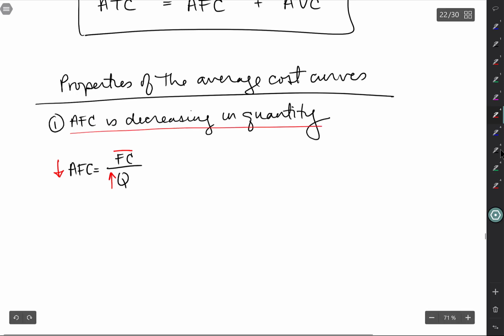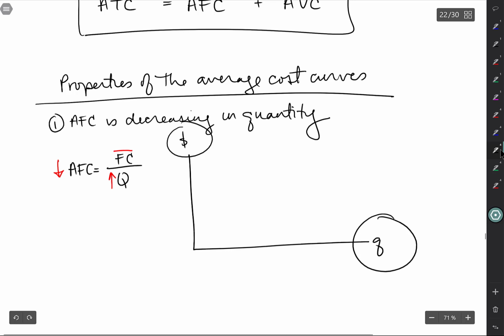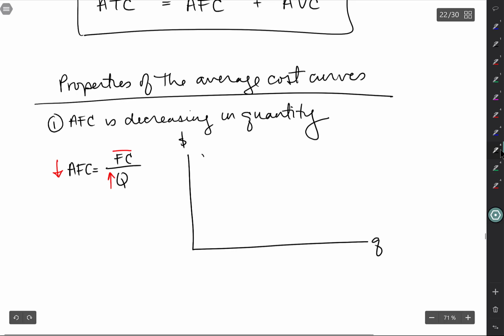And that's exactly what this statement says. Average fixed cost is decreasing in quantity, meaning as quantity is increasing, average fixed cost is going down. So you should be able to plot this. We're going to plot $ here because it's the cost of production. So $, and then what should it look like? It should look like this. This is again average fixed cost.